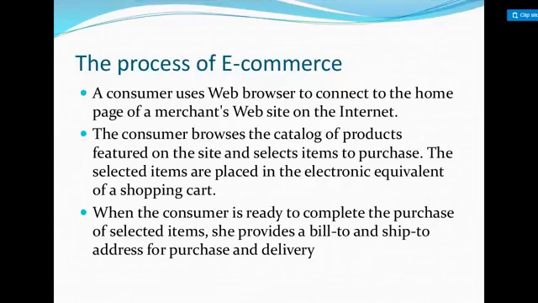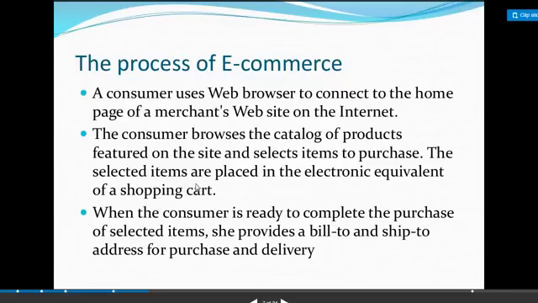First he searches many catalogs like Amazon. He is searching computers, mobiles, jewelry, clothes, shoes, any item he can search, then adds to the cart, selecting items to purchase. The selected items are placed in the electronic equivalent of a shopping cart. When the consumer is ready to complete the purchase of selected items, he provides a bill-to and ship-to address for purchase and delivery.